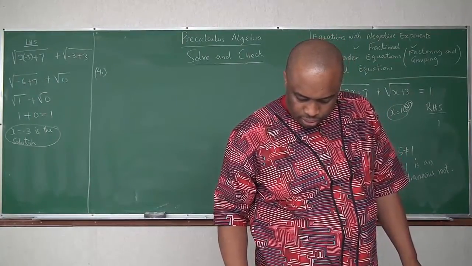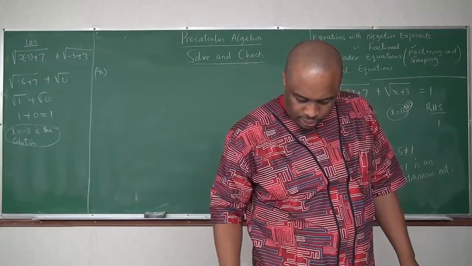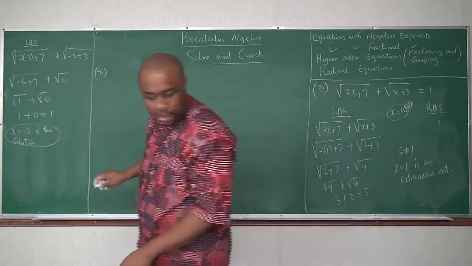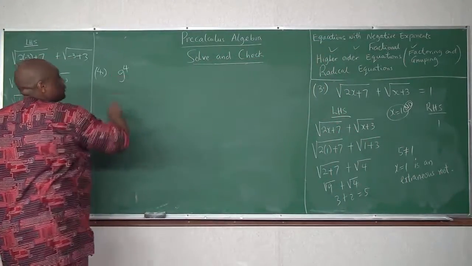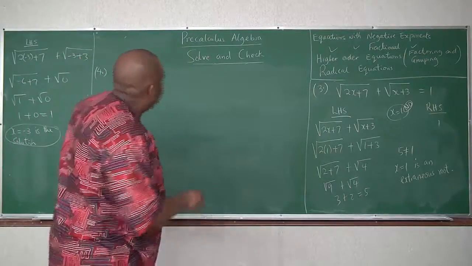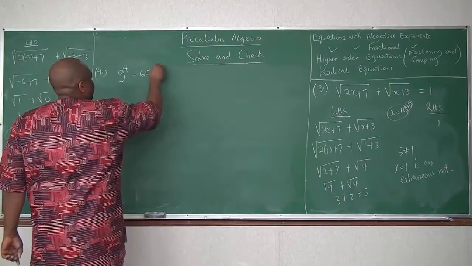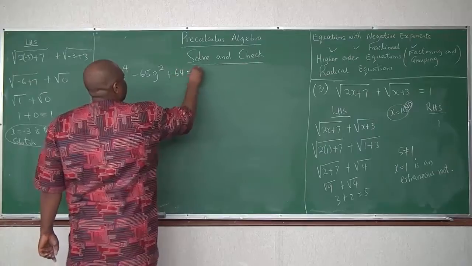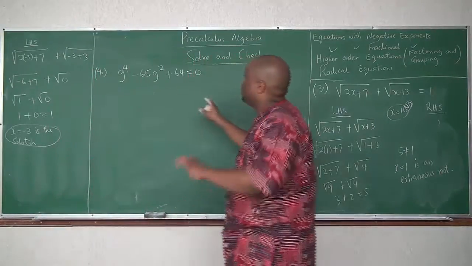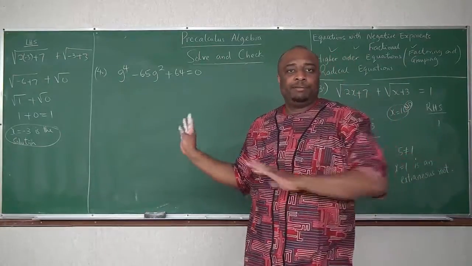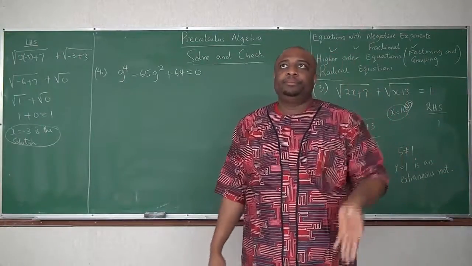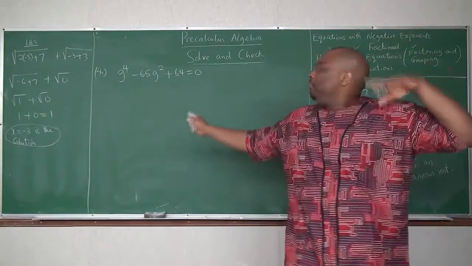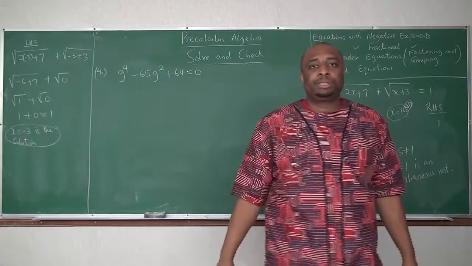Next one, let's do this one, a quartic equation: g to the 4 power minus 65 g squared plus 64 equals 0. So this is a quartic equation, and I did some of this in that video on equations. Actually, under factoring, you will see factoring quartic trinomials.